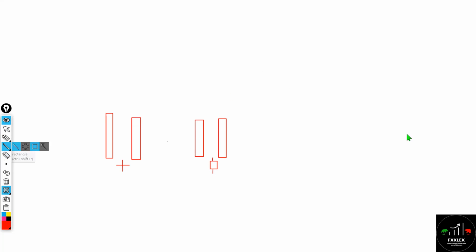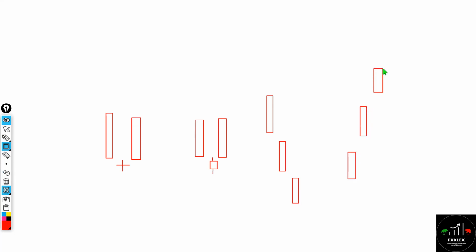So I hope you have gone through them. Okay. So here is an example of the candle formation we discussed last week.